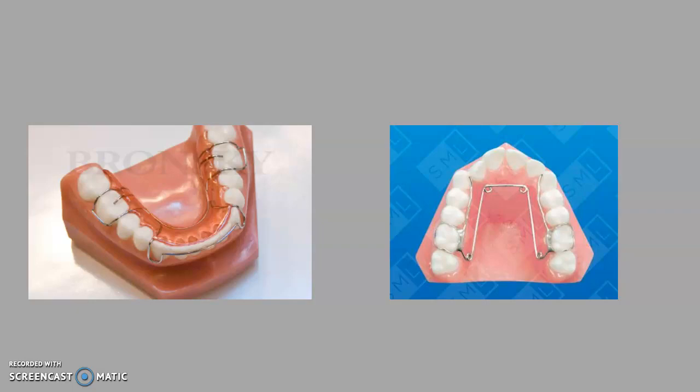And the second picture you see is a quad helix appliance. Quad helix means it has 4 helices, two in the anterior and two in the posterior region. This appliance is basically used for arch expansion, for a constricted arch. So this is an example for a fixed mechanical appliance. This also applies a force onto the teeth, right? So these two are examples for a removable mechanical appliance and a fixed mechanical appliance.